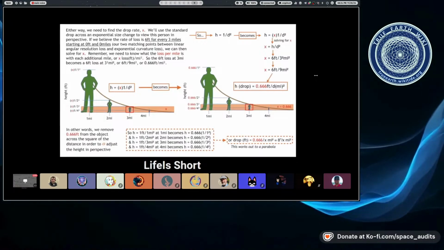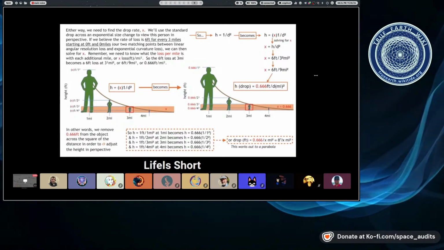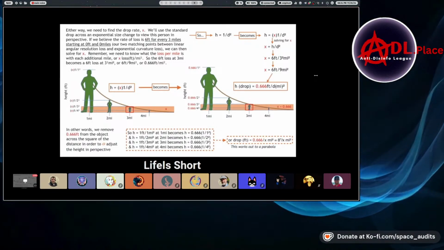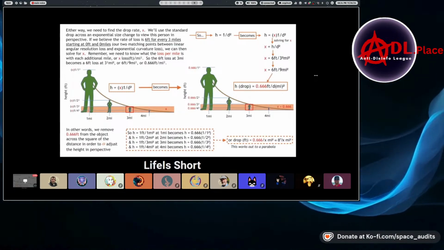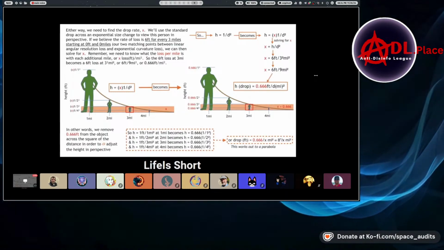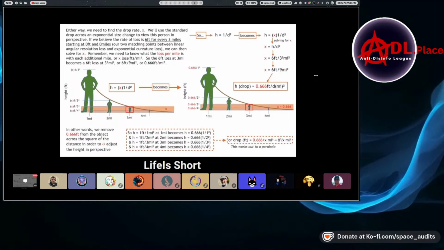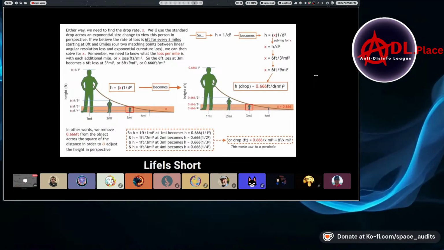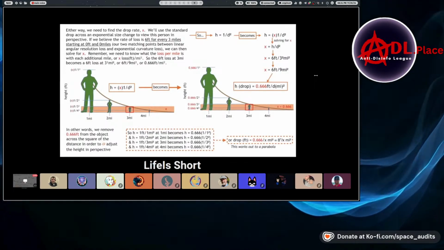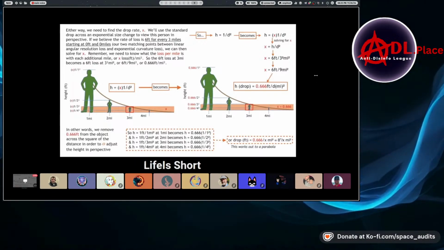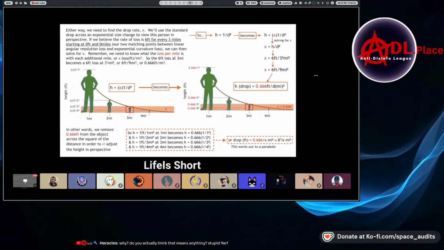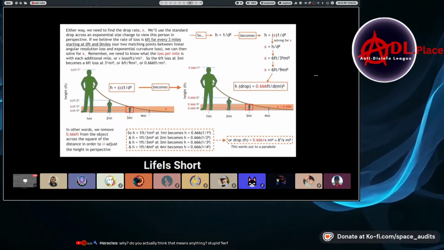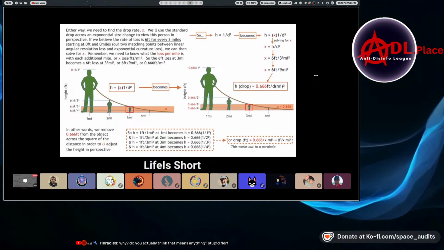So if we believe the rate of loss is 6 feet for every 3 miles, starting at 0 feet and 0 miles, which are again our two matching points between linear angular resolution loss and our exponential curvature loss, we can then solve for x. So remember, we need to know what the loss per mile is with each additional mile, or x loss of feet per mile squared. So the 6 foot loss at 3 miles becomes a 6 foot loss at 3 squared miles, or a 6 foot per 9 mile squared loss, or 0.666 feet per mile squared.